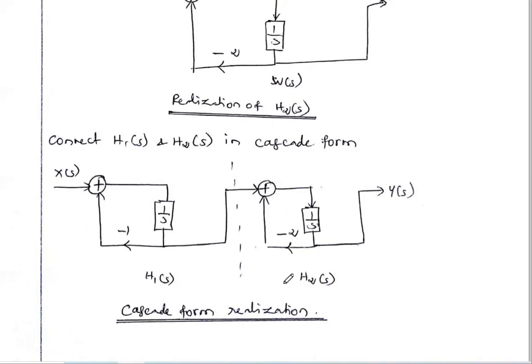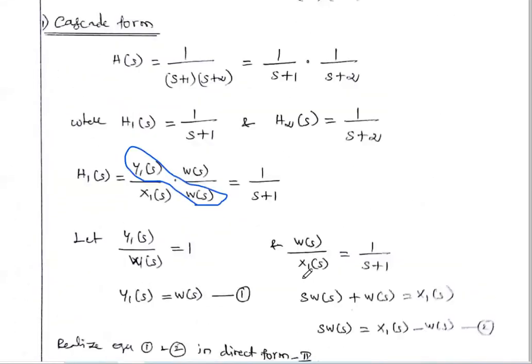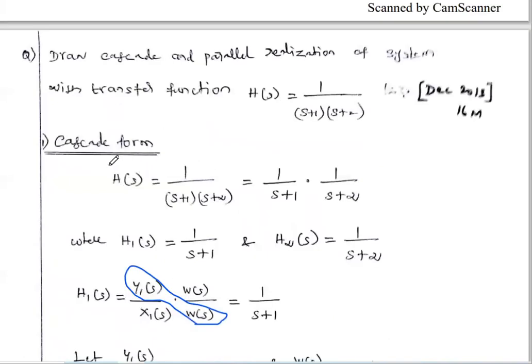So what are these steps? The first one is we have to split the given equation H of S as a product of single order systems, H1 into H2.